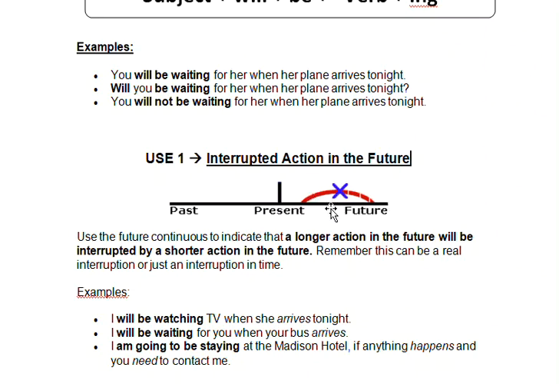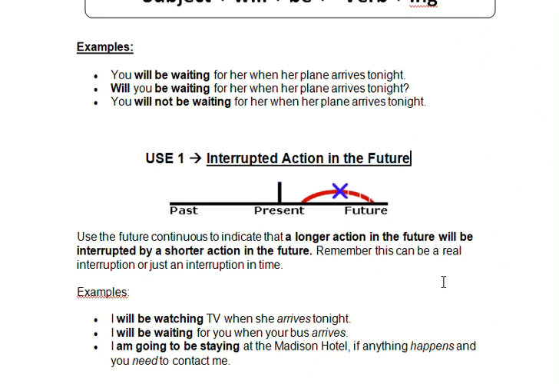Sometimes we can be doing something in the future, and that action, the action we are performing, podemos estar haciendo algo en el futuro y esa acción, la acción que estamos desarrollando, might be interrupted by another action. ¿Ya? Podría ser interrumpida por otra acción.